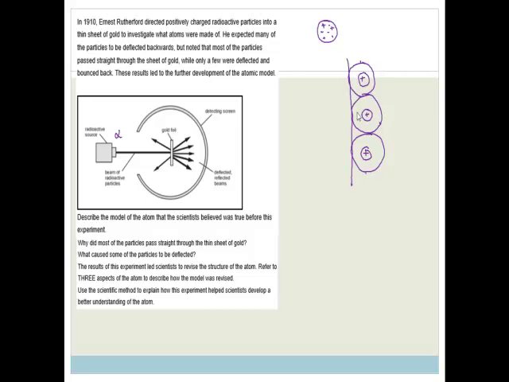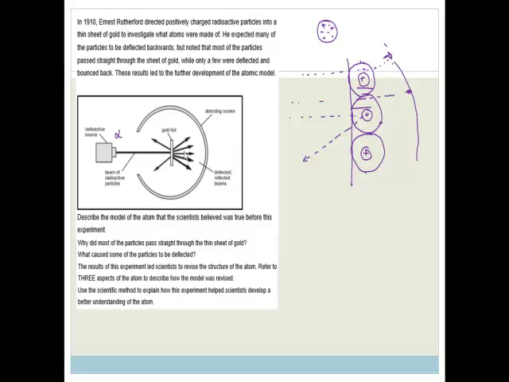There's mostly space. So what happens is the alpha particle comes along, and if it happens to go through this gap here, where the electron is not, it can go straight through and hit the screen like that. If however the alpha particle happens to come along and hits the nucleus, what's going to happen? It's going to be reflected, or it could come along quite close to the nucleus, and then it gets repelled and it gets deflected.